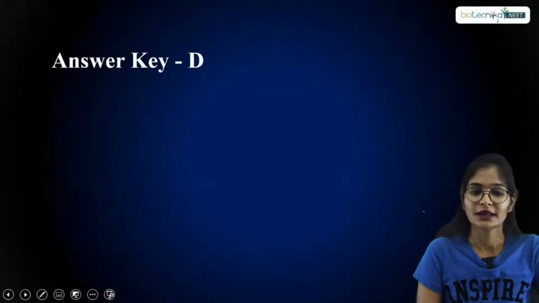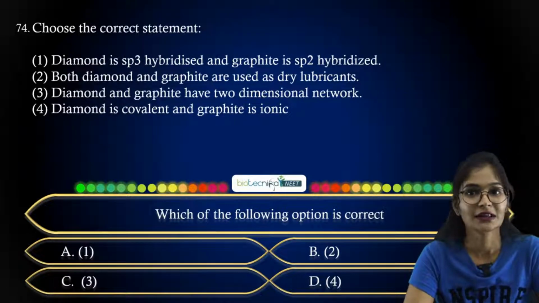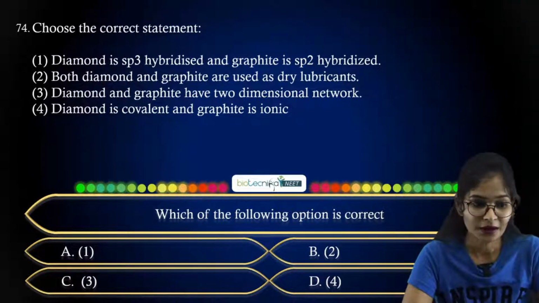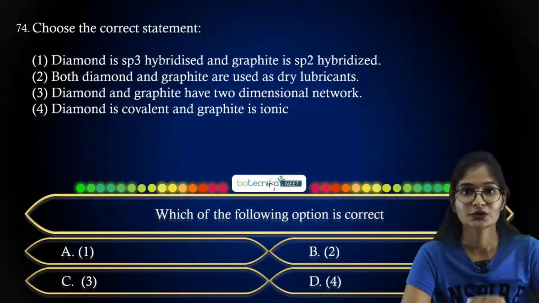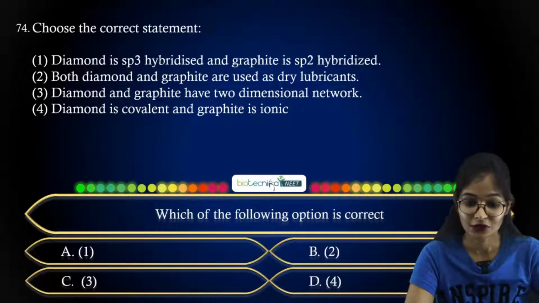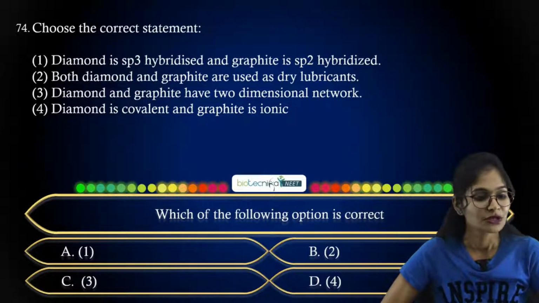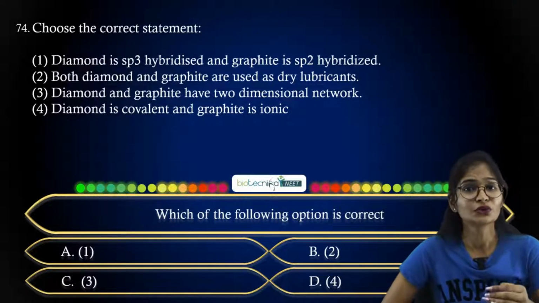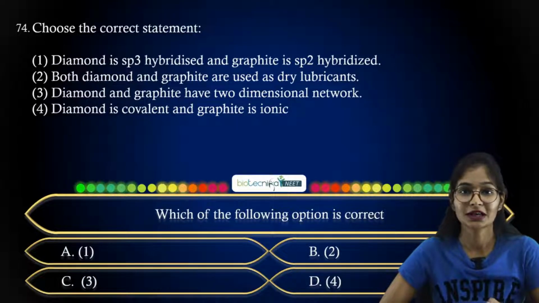Now coming to the next question. They have directly asked about the properties of diamond and graphite, and you have to choose the correct statement. Option 1: diamond is sp3 hybridized and graphite is sp2 hybridized. Option 2: both diamond and graphite are used as dry lubricants. Option 3: diamond and graphite have a two dimensional network. Option 4: diamond is covalent and graphite is ionic in nature.